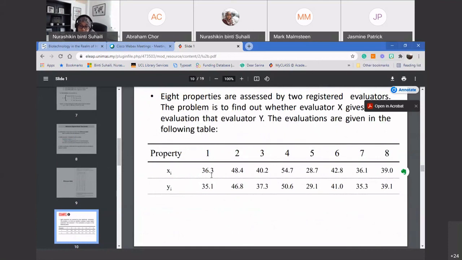Okay, like this one, it is stated as property 1 to 8, and points are given for each particular property. For example, evaluator X and evaluator Y both evaluate property 1, and we have to compare them. This is compared to random data, like the one that we see for this one.